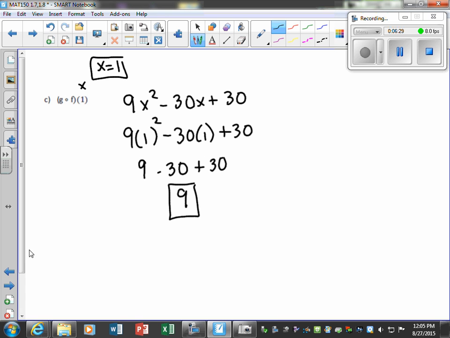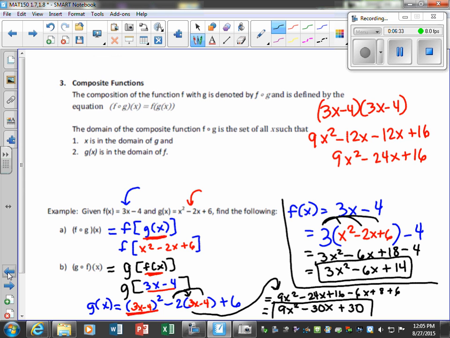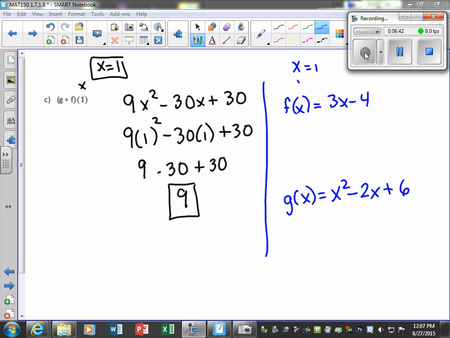Or let me see if we can go back a page when x is equal to 1. So we're looking at the g of f of 1. The other way you can work this without computing the g of f of x first is to come into your function and it says go to your f. So this is your g of f of 1. This is what we're looking at.